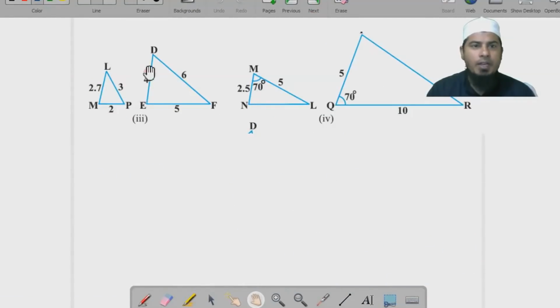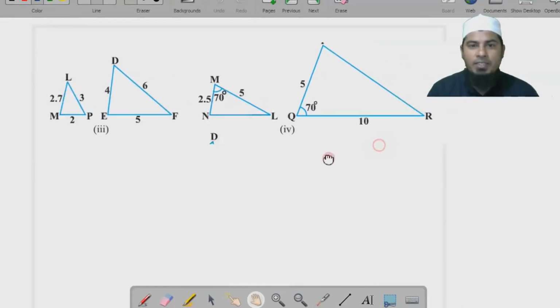We got a triangle, again the third question, LMN and DEF. Okay, 2's corresponding can be 4, 3's corresponding can be 6 because it's a double. So 2 sides are in the same proportion. But 2.7's double will be 5.4. We are having only 5. These two triangles are not similar because the sides are not in the same ratio. Let us discuss the next question.